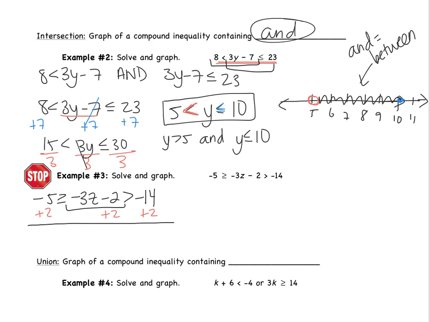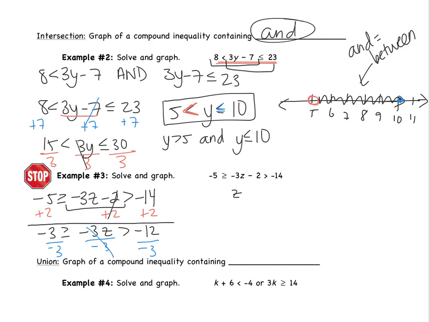-5 add 2 is going to be -3. The 2's in the middle cancel, so I'm left with just -3z. -14 add 2 is going to be -12. Now I need to get rid of that -3. To do that, I'm going to divide everything by -3. If I divide the middle, I'm going to have to divide the right and left side as well. So those -3's are gone, and I'm left with just z.